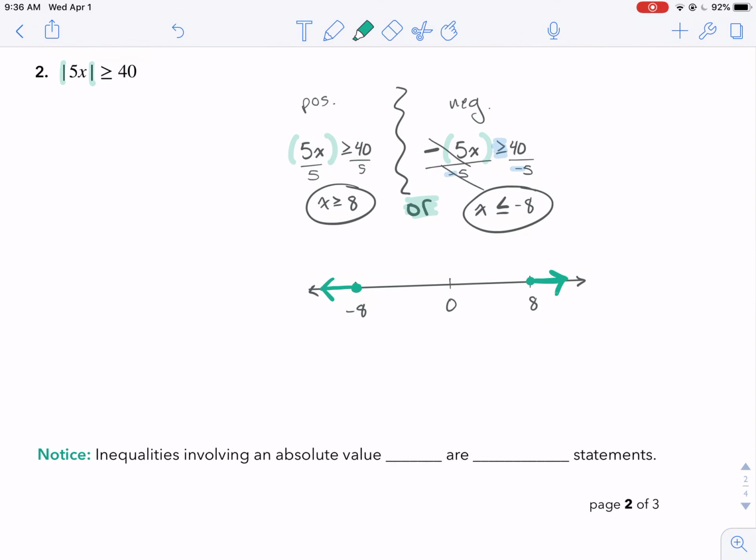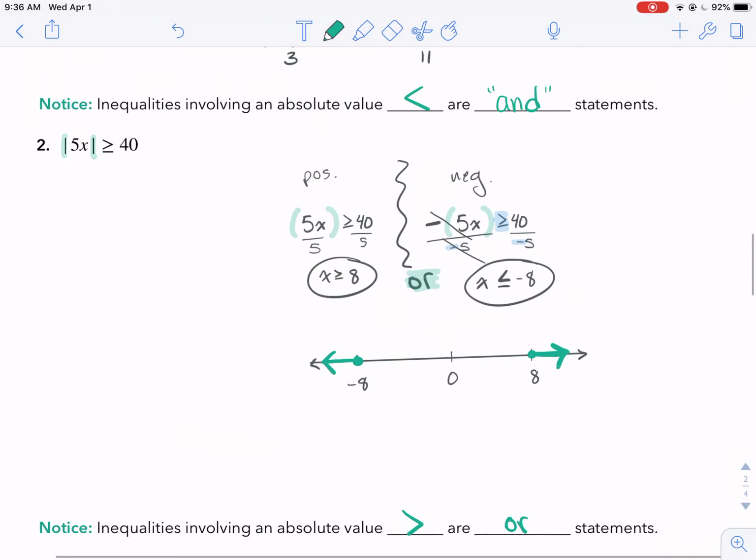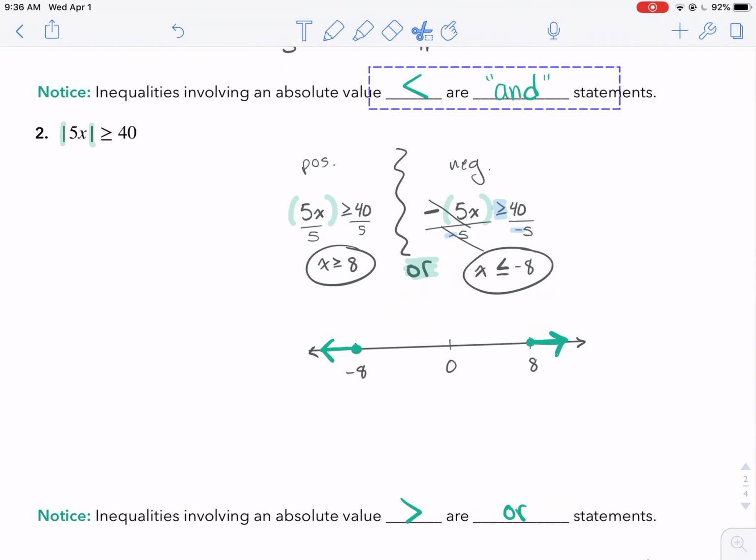Now, inequalities involving an absolute value that are greater than something will always be or statements. So if you have less than, that's and; greater than is or.